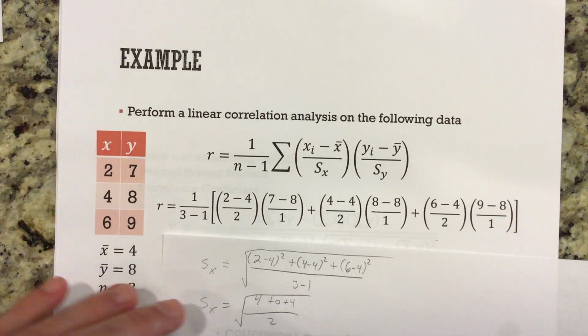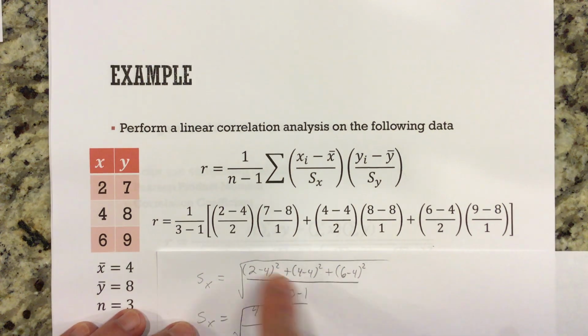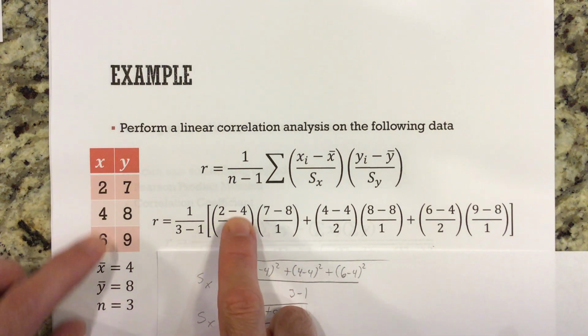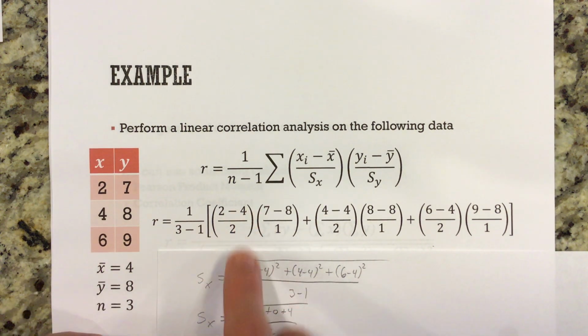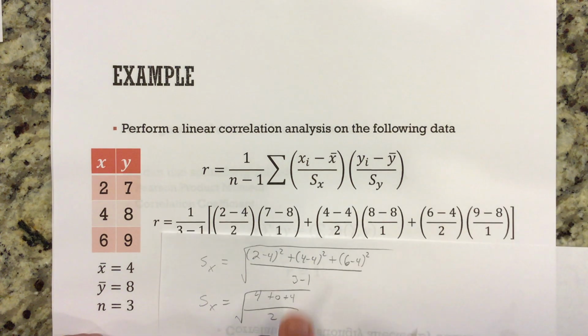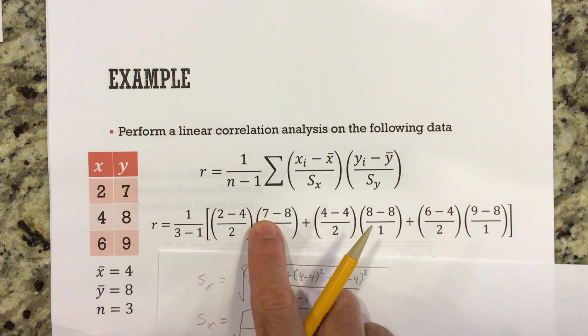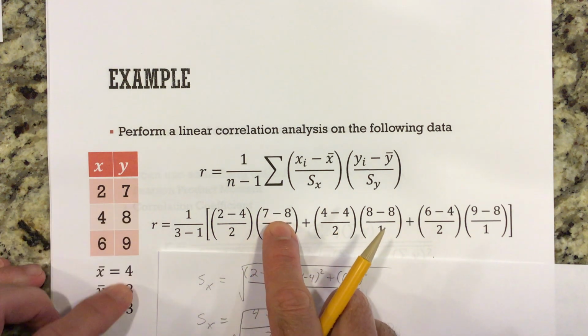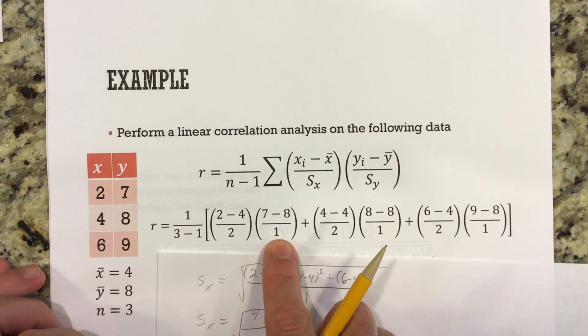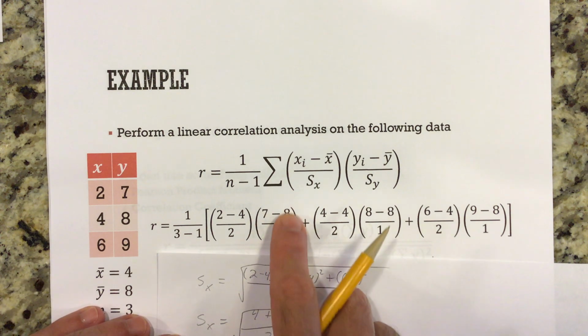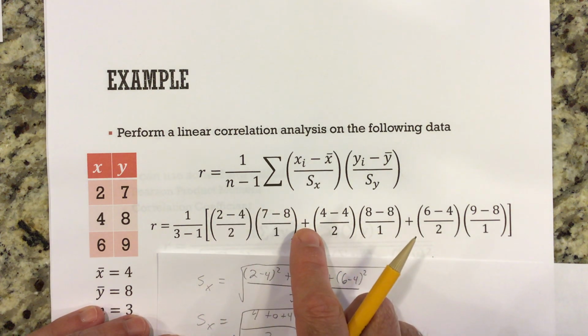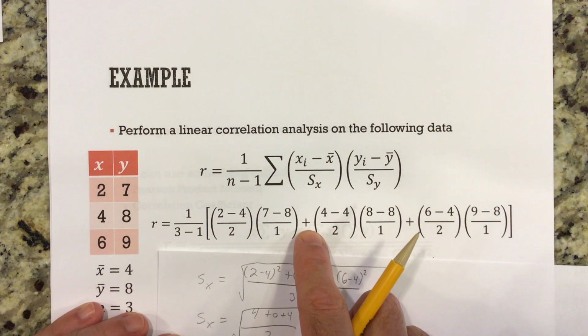All right. So what I do, I take the first x minus the mean of x divided by the sample standard deviation of x. And that gets multiplied with the first y coordinate minus the mean of y divided by the sample standard deviation of y. That's for the first ordered pair. Then I do the second ordered pair, and I'm going to add these together. I'm finding the summation of all of them.